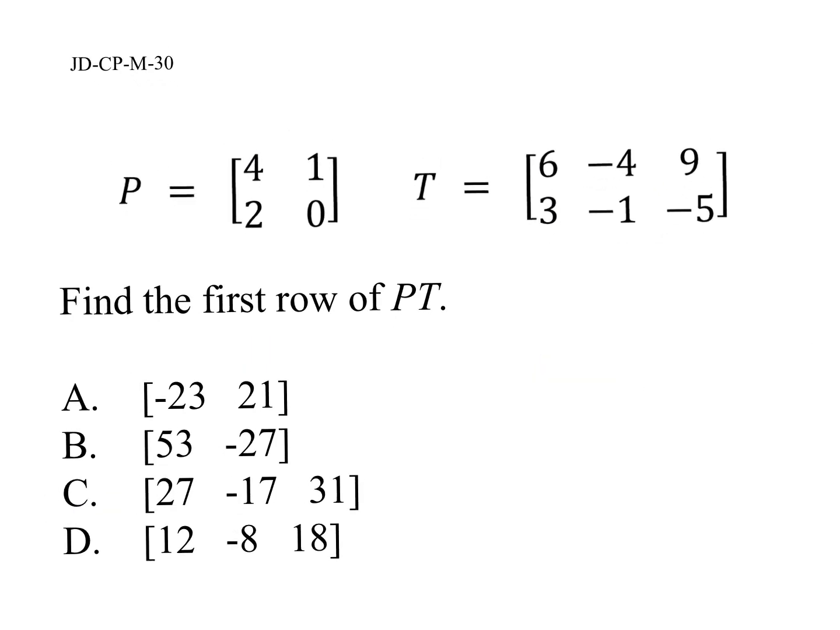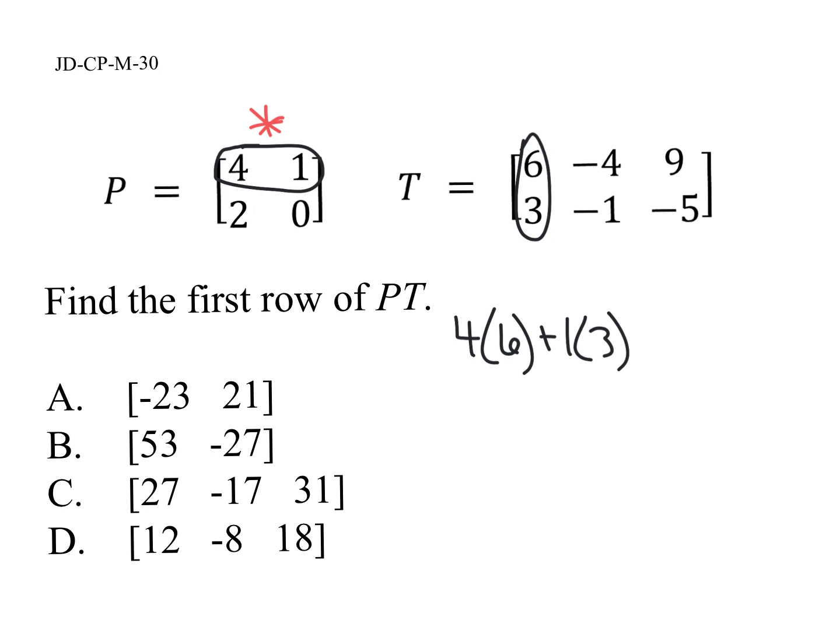Number 30, they want us to find the first row of p times t. So for that, what we're going to do is we are going to take this times these. We're kind of turning the 4, 1. It's kind of like you turn it 90 degrees. And so you do the 4 times the 6. And then you do 1 times 3.